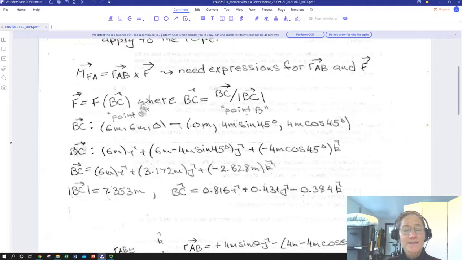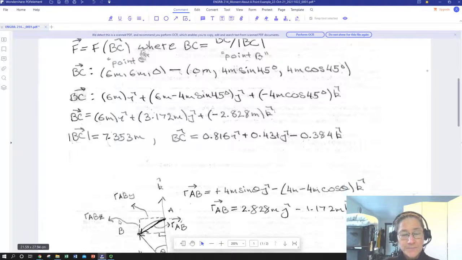first get a length, square each one of these terms and take the square root. That gives us 7.353 meters, which is the length of vector BC, and divide each of these terms by the 7.353 meters, and we get unit vector BC here, which is of course unitless. So if we multiply this by magnitude F, up here, we would get the full force vector. And of course, F is going to be what we're going to be solving for.